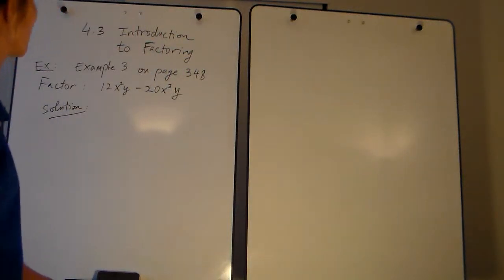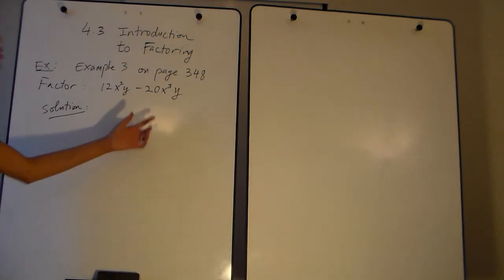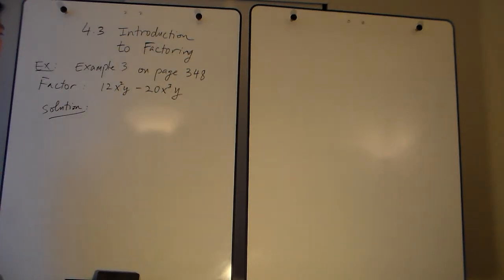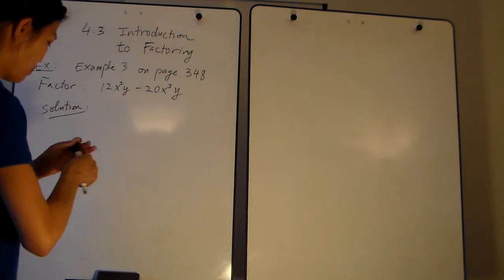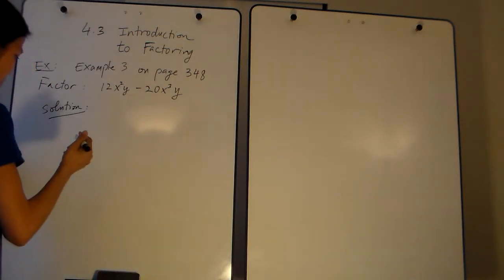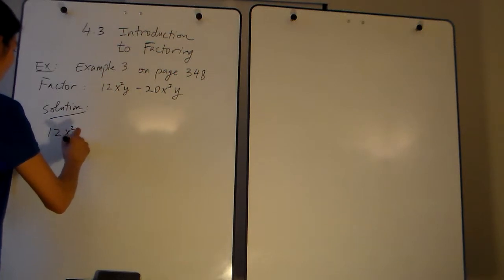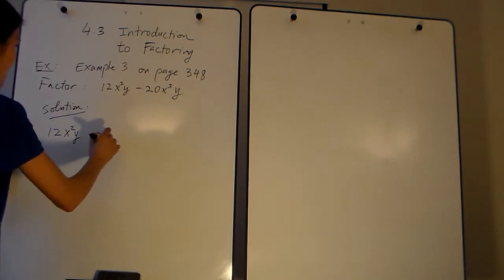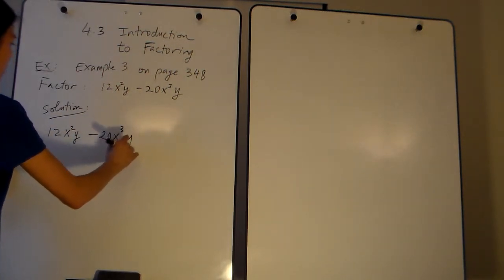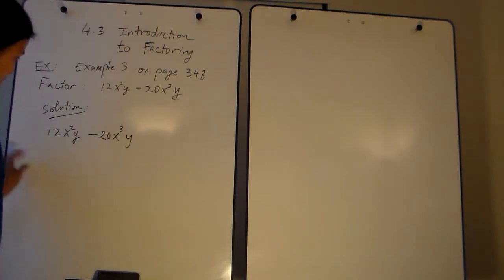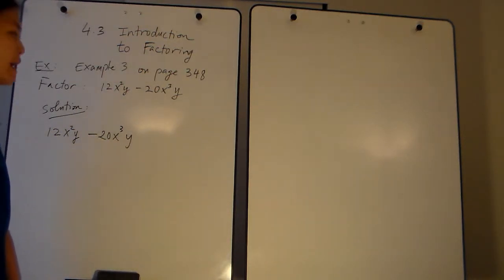Example 3 on page 348. Factor these two terms. Similar to the previous example, let me rewrite this again: 12x squared y minus 20x to the third y. To factor the two terms, we need to find the largest common factor.